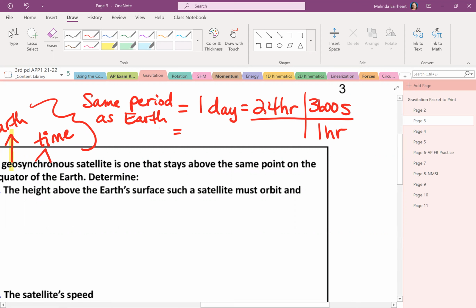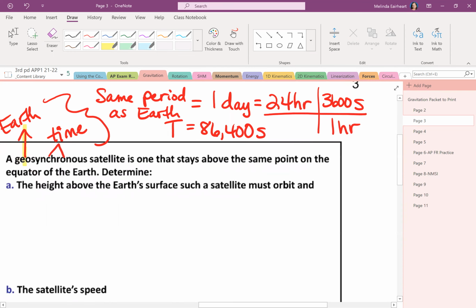3,600. And so the period is 24 times 3,600, which is 86,400 seconds, or 8.64 times 10 to the 4th, either way. So did they give us that number? No, but we know the rotation of Earth, and you got to know geosynchronous. It's in sync with the Earth.